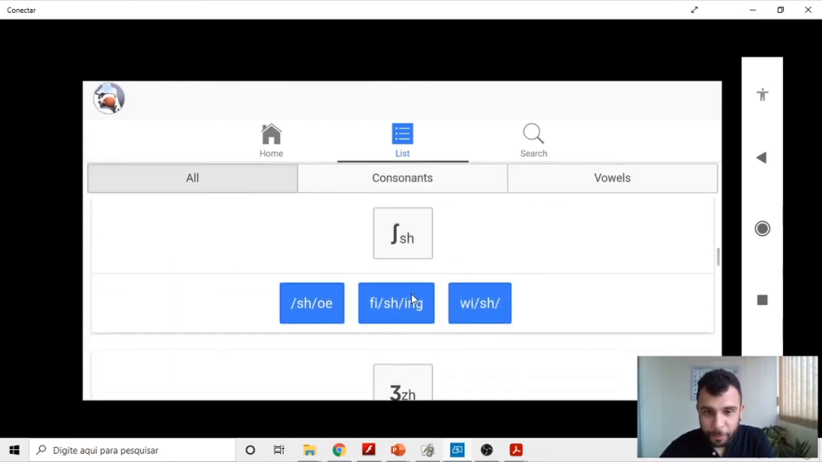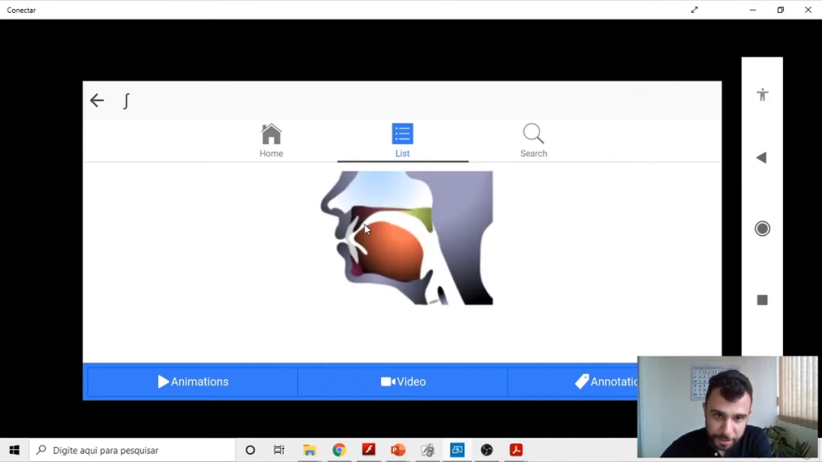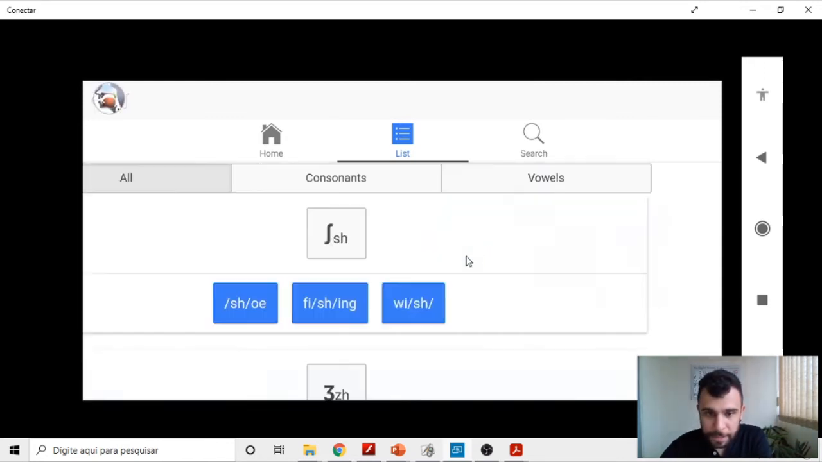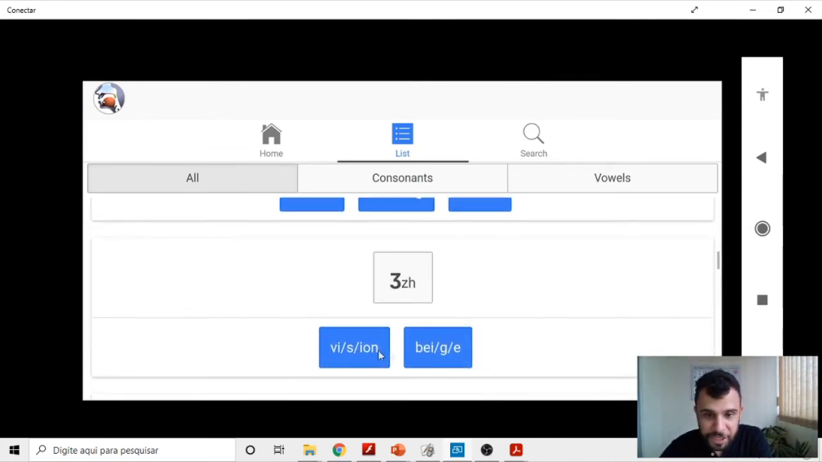And then we'll have the sh symbol. Shoe, fishing, wish. Let's see what happens. You see the front part of the tongue touching your post-alveolar region. You have the sound in English. And then j, just like in vision and beige.